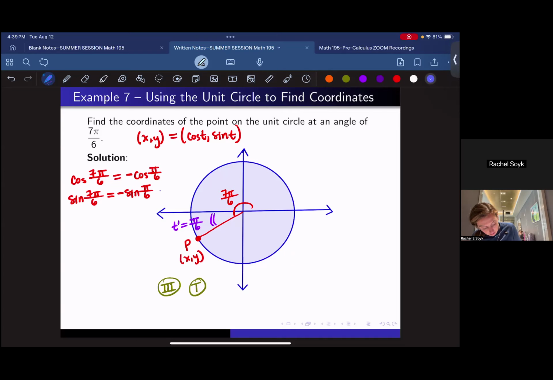Negative sine of pi over 6 is just negative 1/2, and negative cosine of pi over 6 is negative square root of 3 over 2. Therefore, our coordinate P is equal to negative square root of 3 over 2, comma, negative 1/2. And we're done.